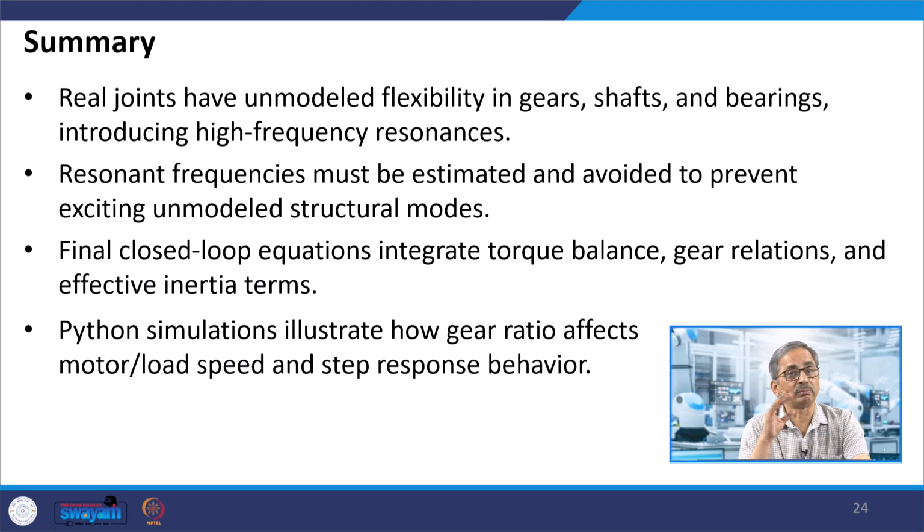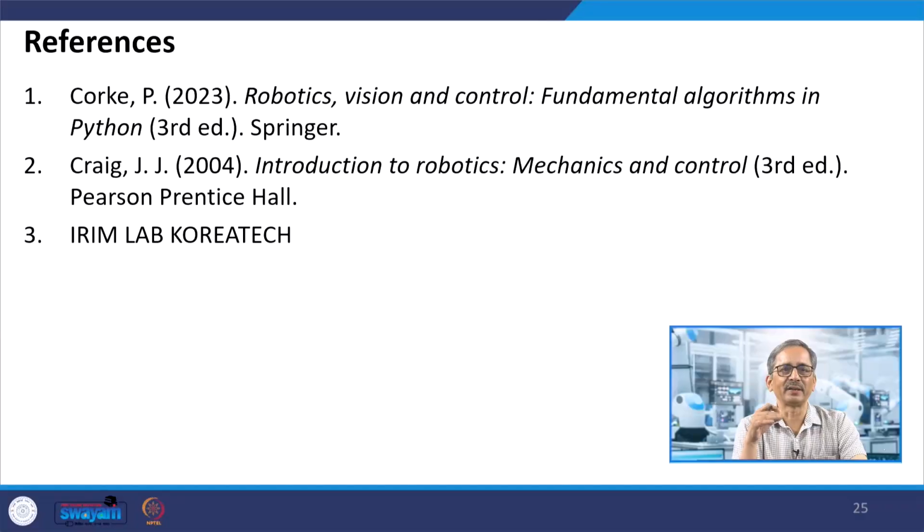Real joints have unmodeled flexibility in, say, gear, shaft, and bearing, which introduces high frequency resonances, and these resonance frequencies must be estimated and avoided to prevent exciting unmodeled structural modes. And you see the final closed loop equation integrates torque balance, gear relation and the effective inertia terms, and we have seen some of the Python simulations which illustrate the effect of gear ratio, motor and load speed and step response behavior. So, these are the references which you can see for reading.